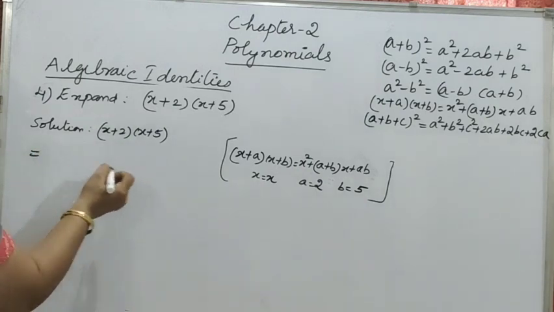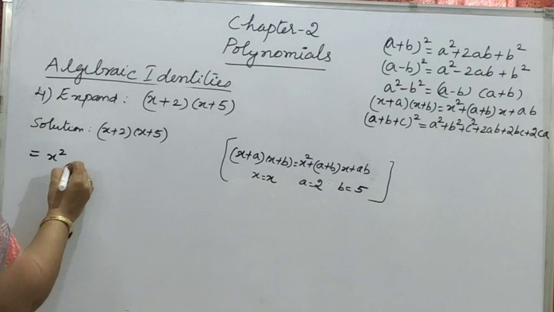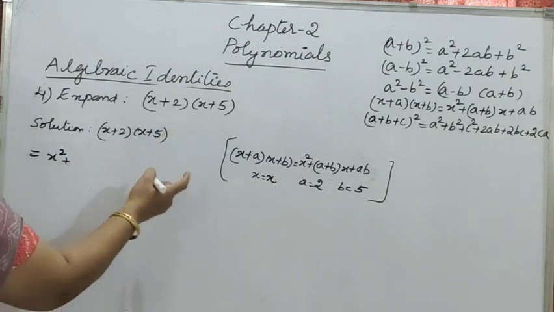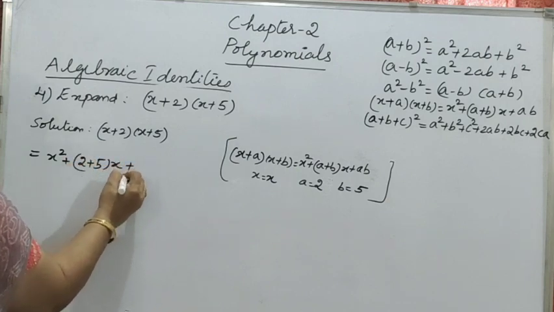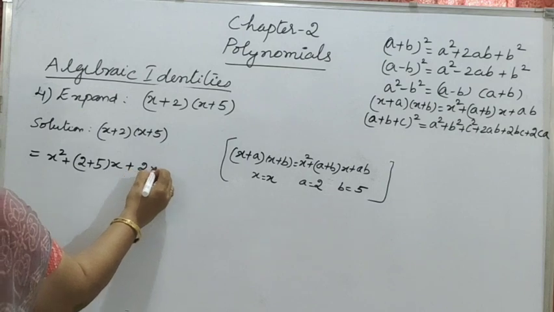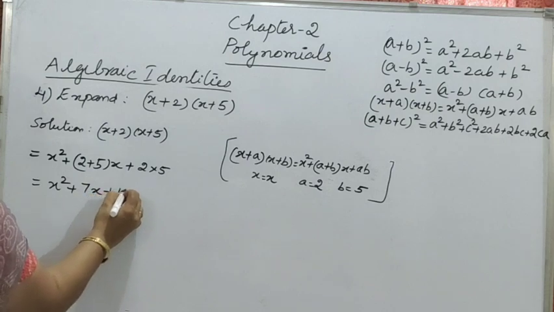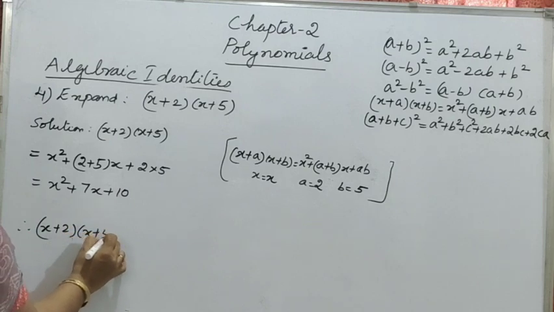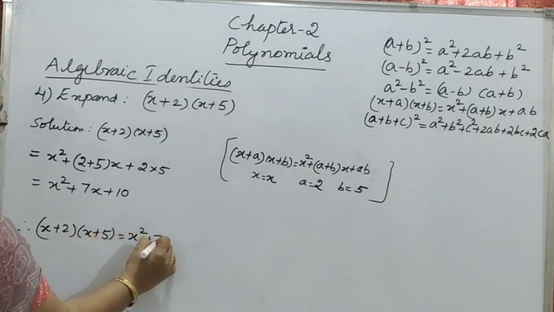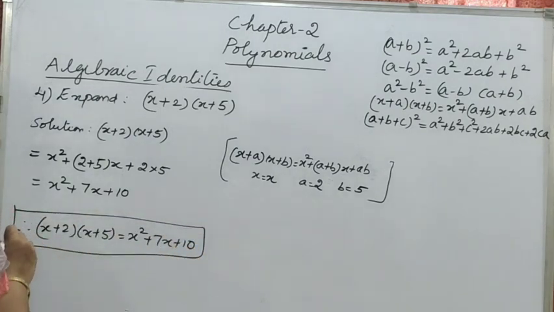Now put the equals. What is the first term? x square. So in place of x, x only. So it is x square plus (a plus b) into x. What is a? 2. What is b? 5. So (2 plus 5) into x. Next, ab means product, 2 into 5. So it is equal to x square plus 7x plus 10. Therefore (x plus 2) into (x plus 5) equals x square plus 7x plus 10. This is the basic question of this formula. Then later we can see the plus or minus sign will change.